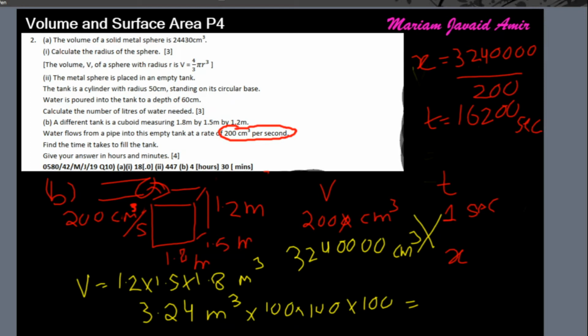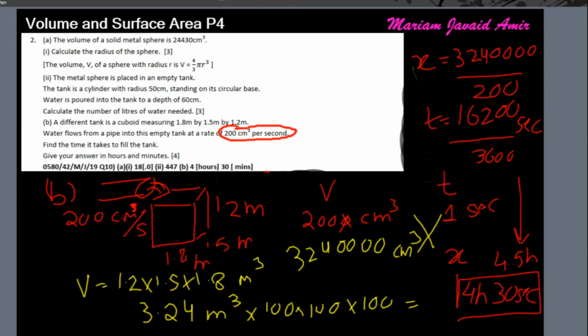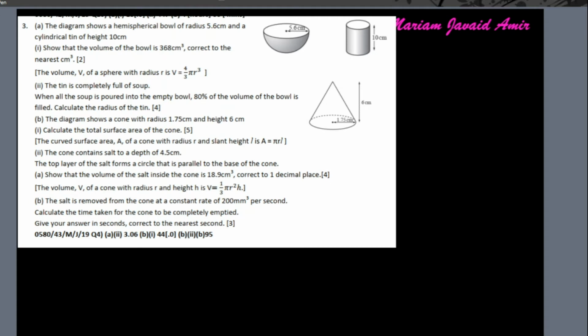Alright, so now change this into hours and minutes. So divided with 60, we get 1. In fact, let's divide it with 60 and again divide it with 60 to get hours. So I divide it with 3600 and I get 4.5 hours, and they want the answer in hours and minutes. So 4 hours and 0.5 hours are 30 minutes. Answer for question 2 part B.